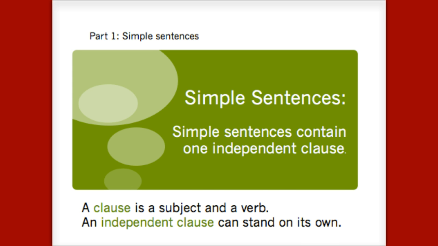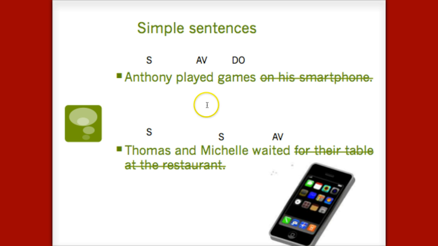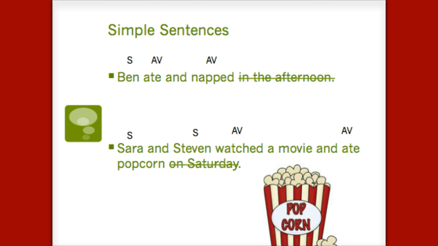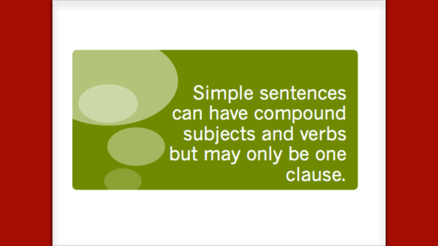The example here is Anthony played games on his smartphone. We see that the prepositional phrases are already crossed out. We can see there's even a direct object in the first one. Ben ate and napped. If we take out in the afternoon, we can take out on Saturday, and we have simple sentences. You'll notice even if we have two subjects, we still have a simple sentence. And we can have two verbs, but it's still a simple sentence because the subjects and the verbs in this case are compound. And you can see that that's the rule.